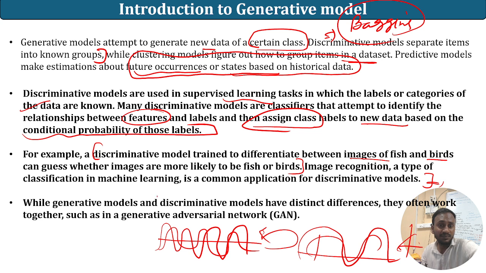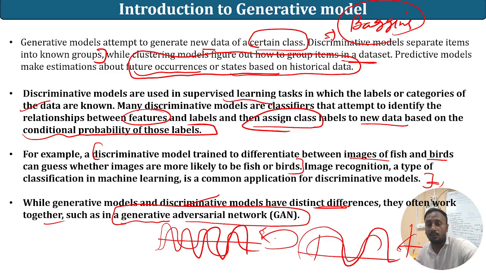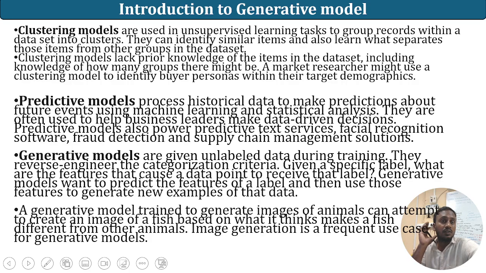While generative models and discriminative models have distinct features, they often work together, such as in a generative adversarial network. So that one model comes into the picture, the generative adversarial network. So what are the types of models we have?